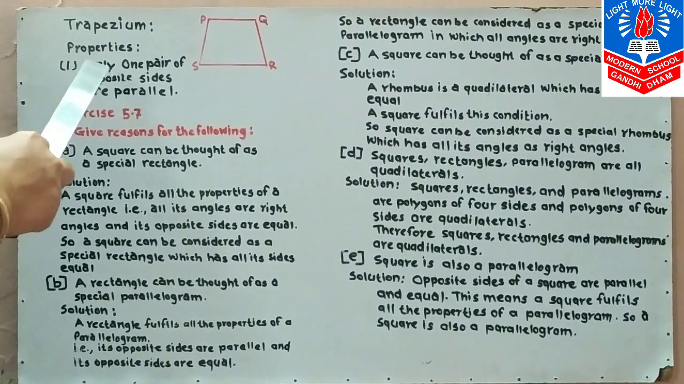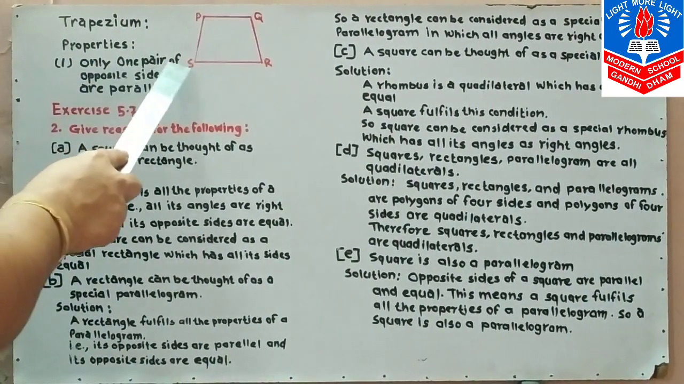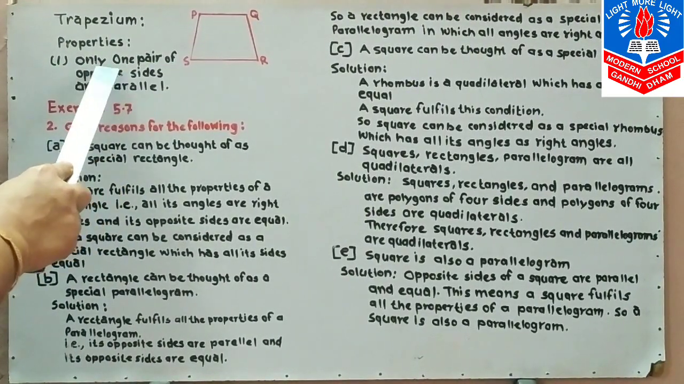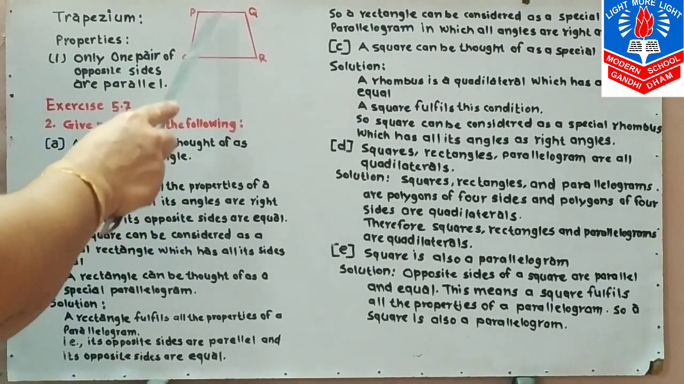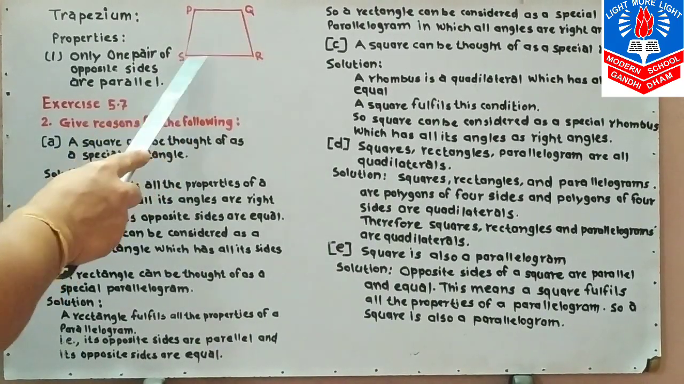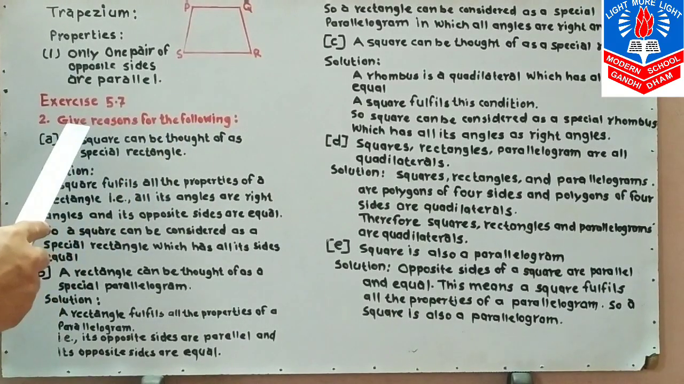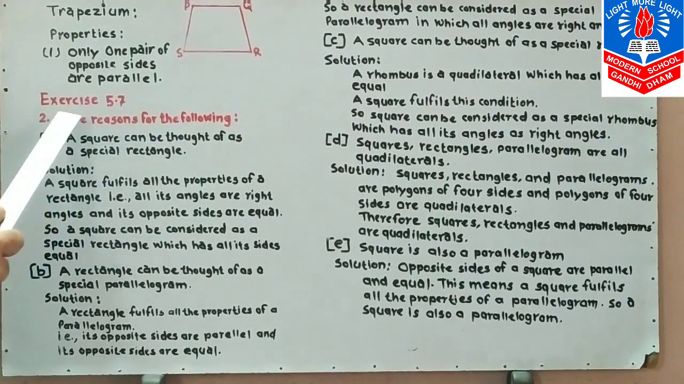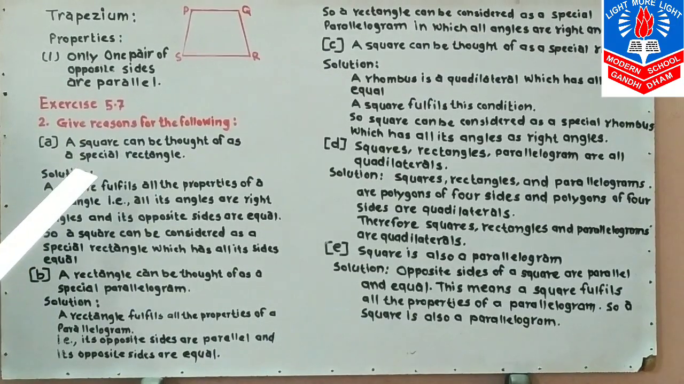The fifth type of quadrilateral is the trapezium. Properties of a trapezium: first, only one pair of opposite sides is parallel. It means only one pair, P and Q, S and R, is parallel. So now we start exercise 5.7. In exercise 5.7, question number 1 is true or false.